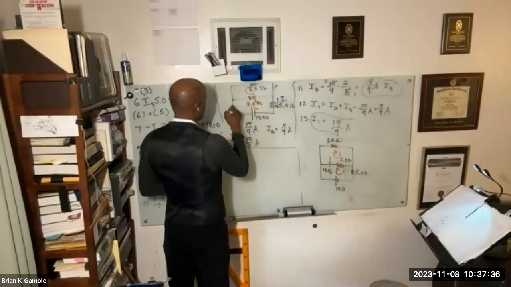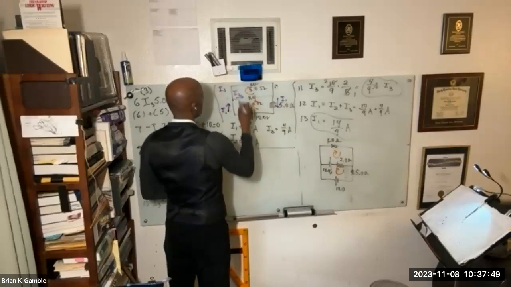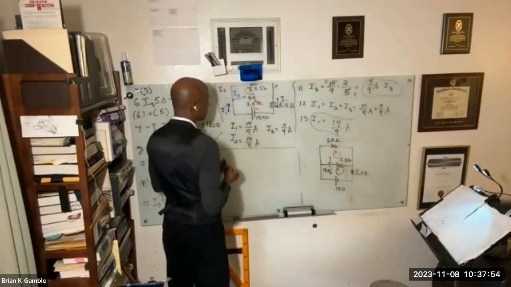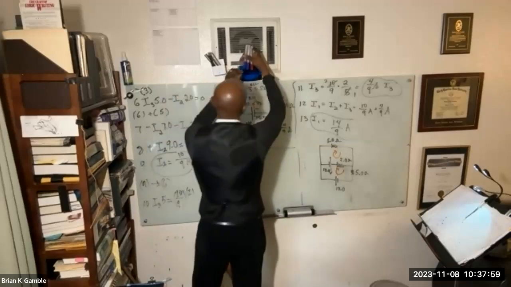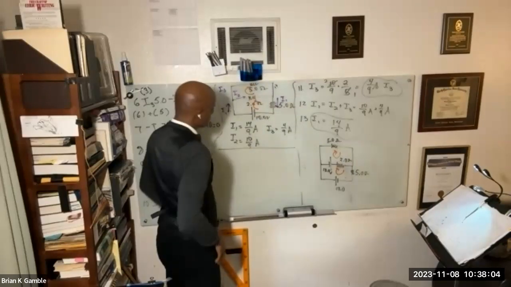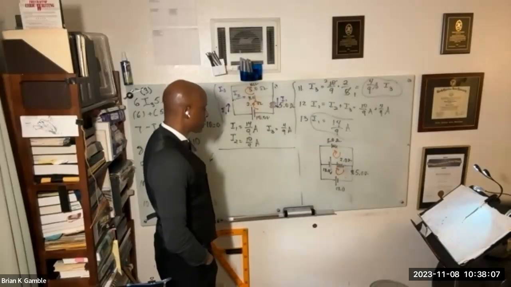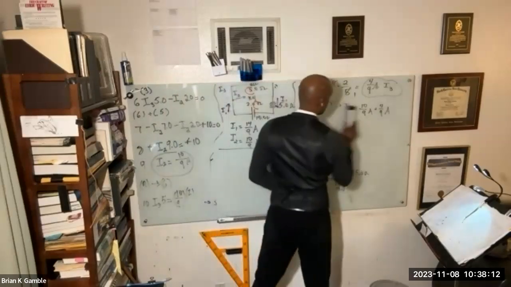So I1, I3, I2. Oh man, why do I keep doing that? I2. All right. All right, so give that a shot. I can erase all the rest of this stuff too.